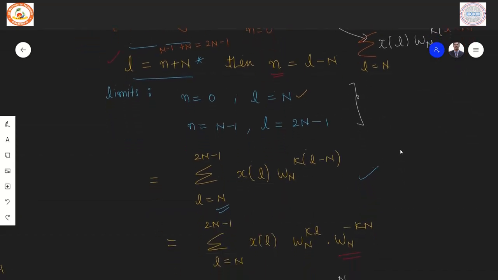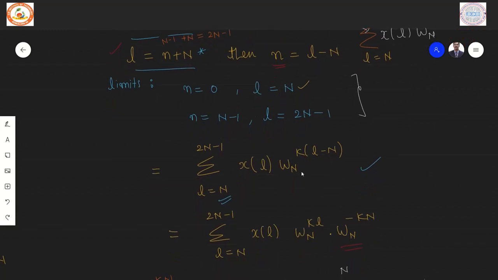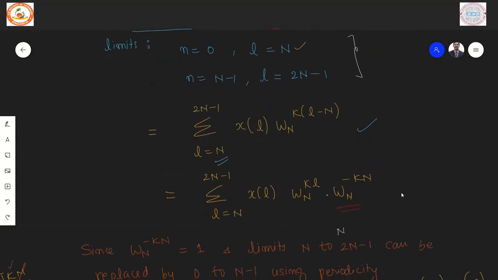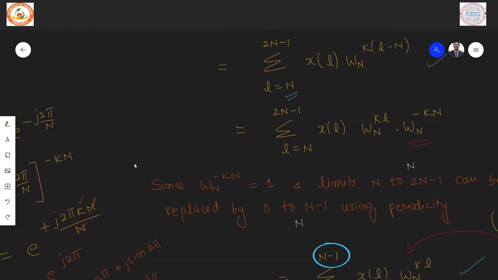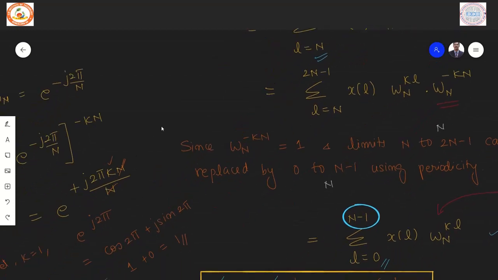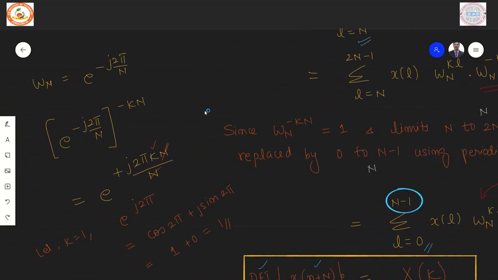Now, if we look at the twiddle factor, we observe that we can express it as a product of two terms. So it becomes W_N to the power of kL into W_N to the power of minus kN, and here simplification is possible. First, W_N to the power of minus kN happens to be equal to 1. We can prove it in a very simple way if required.